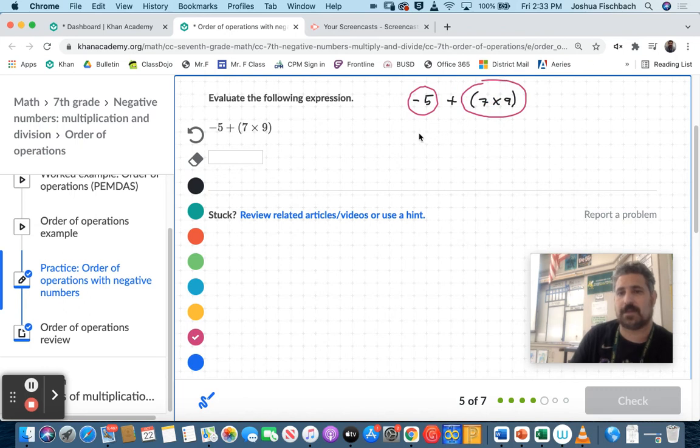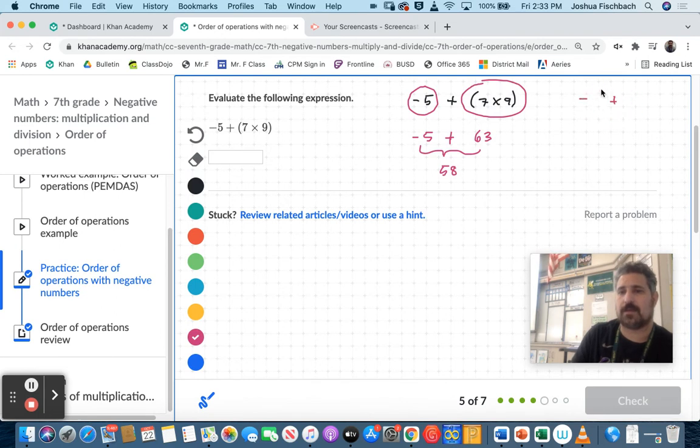What is 7 times 9? We do the parentheses first. You're going to get 7 times 9, which is 63. So it's really just going to be negative 5 plus 63. Who's going to win? The positive. By how much? And then what does 63 take away 5? It's going to be 58. So this is going to be positive 58.